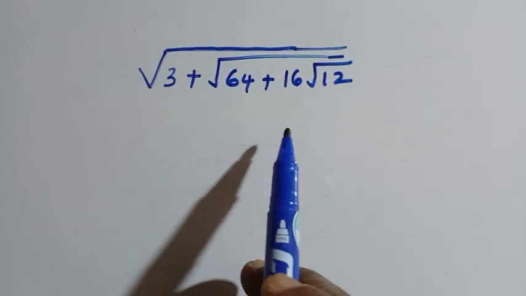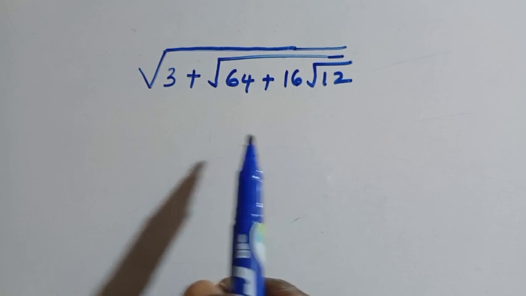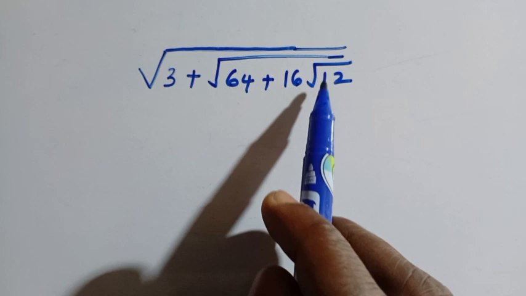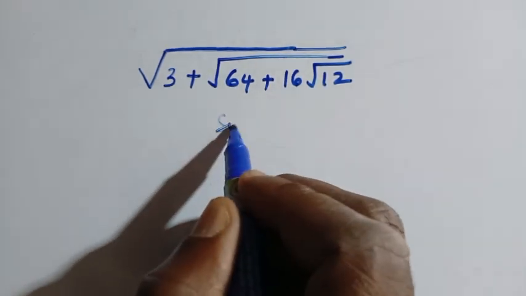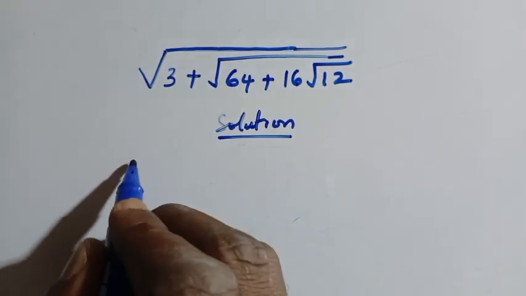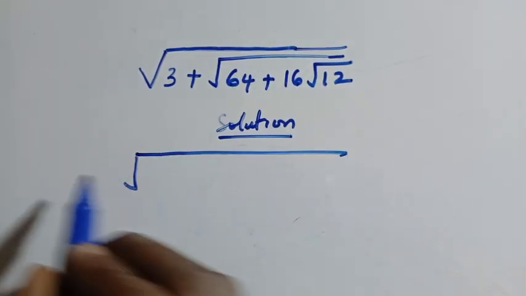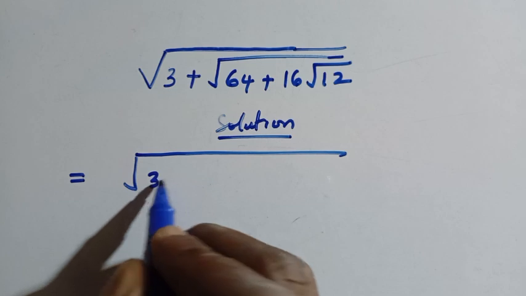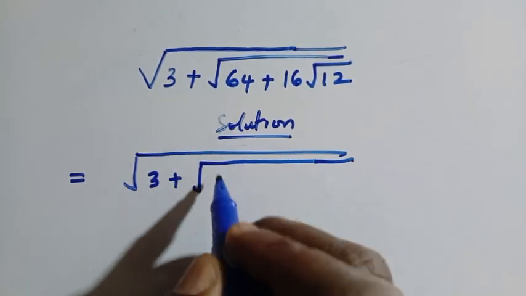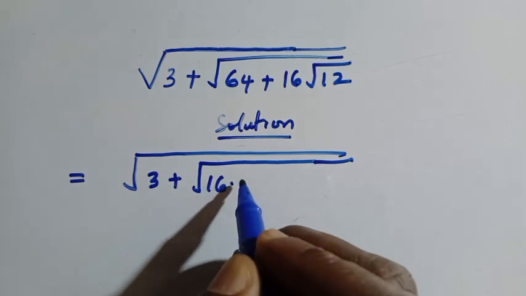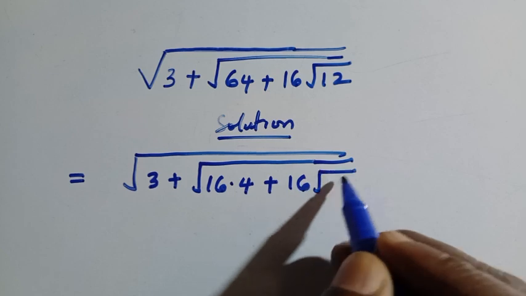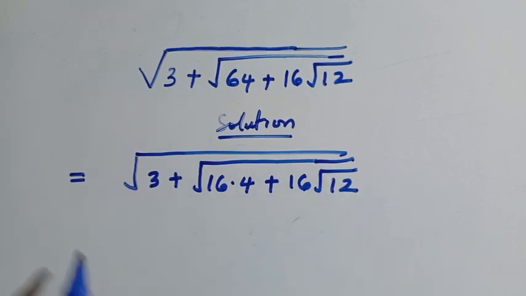How to simplify this nice square root problem. We have the square root of 3 plus the square root of 64 plus 16 square root of 12. So to solve this, we have a solution from here. Here we have the square root of 3 plus the square root of 64, which we can write as 16 multiplied by 4, plus 16 square root of 12.